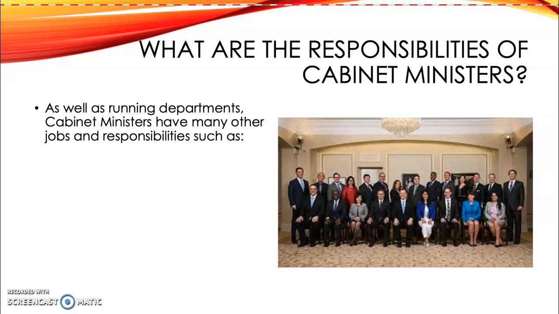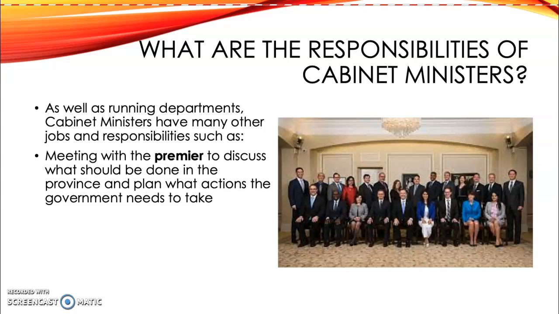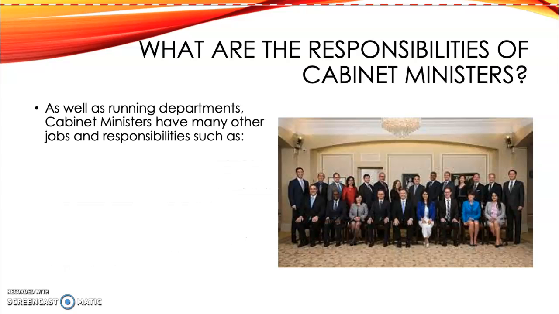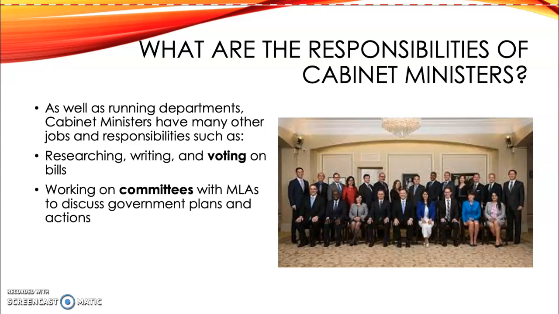As well as running departments, cabinet ministers have many other jobs and responsibilities, such as meeting with the Premier to discuss what should be done in the province and plan what actions the government needs to take, working with the people in his or her department to create a budget, that is its revenues and expenditures, researching, writing, and voting on bills, working on committees with MLAs to discuss government plans and actions, serving as MLAs for their constituency.